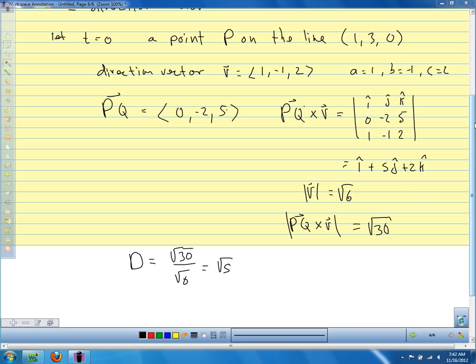A quick way to find the magnitude of PQ cross V, other than actually doing the cross product and finding the magnitude? I'm not aware of that. So you actually have to do the cross product and then actually find the magnitude. I'm not aware of a quick way to do it. Questions on that?